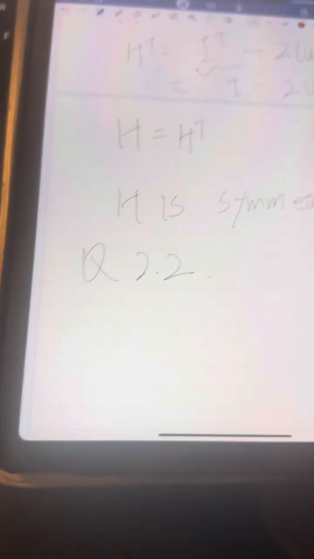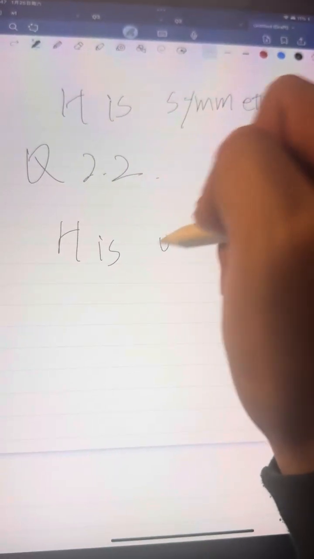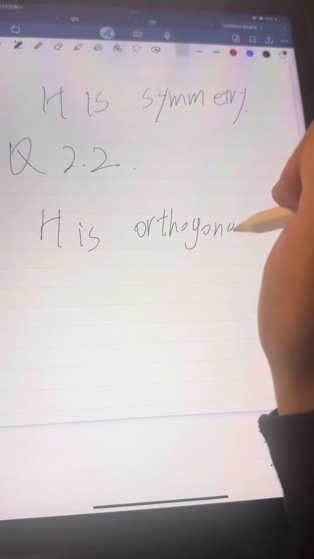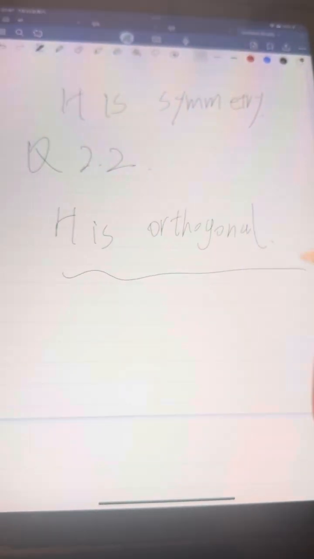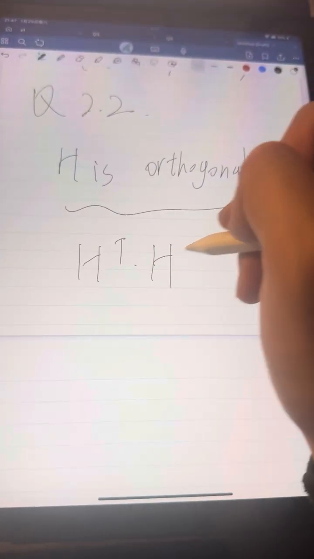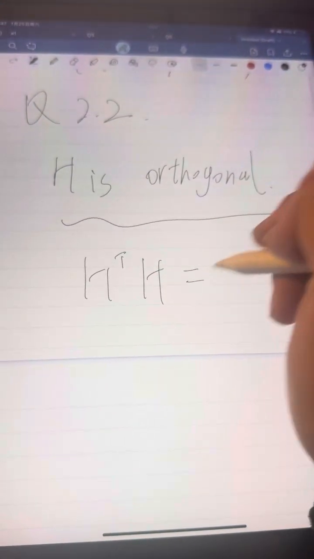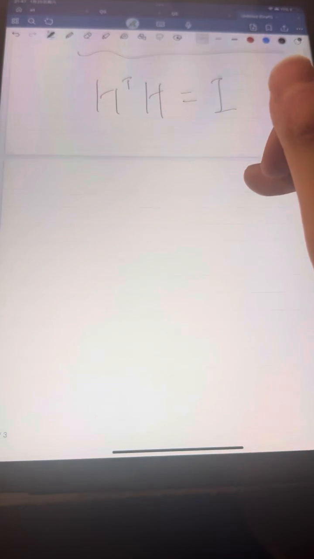Okay, now we go to question 2.2. In this question, we are going to prove that H is orthogonal, right? To do this, we are going to prove H transpose H equals the identity matrix.